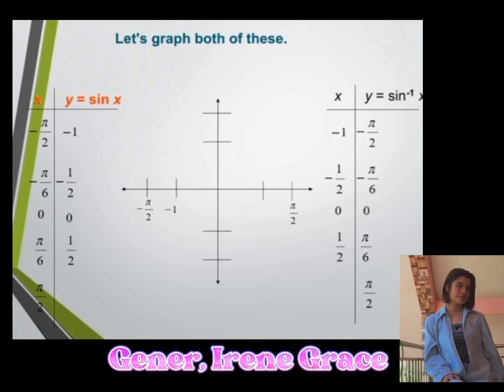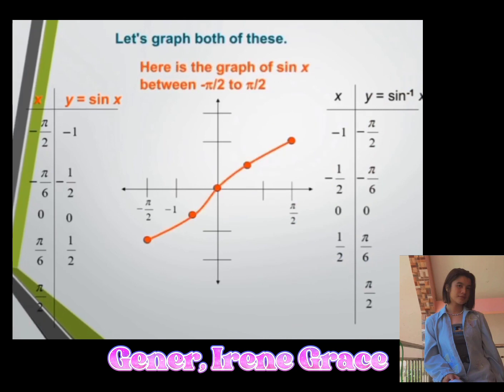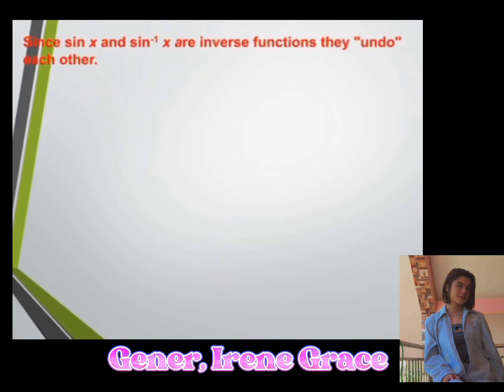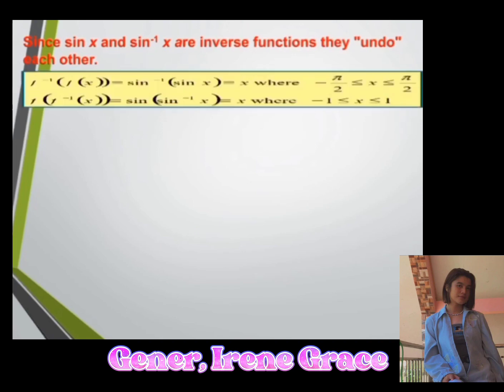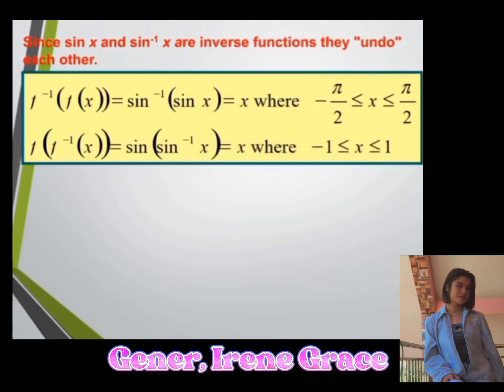So let's graph this. Here is a graph of sine x between negative pi over 2 and pi over 2. Now notice they are reflections about a 45 degree line. Here is the graph of sine raised to negative 1 of x from negative 1 to 1. Since sine x and sine raised to negative 1 of x are inverse functions, they undo each other.